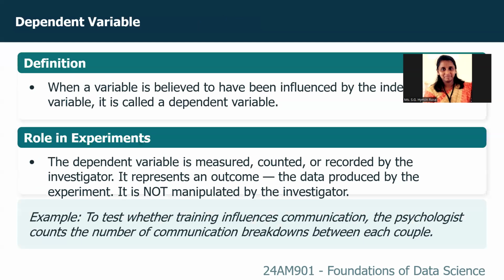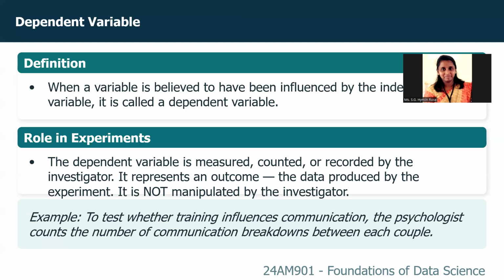So the definition of a dependent variable is that it is measured or observed as an outcome, and it is measured, counted, or recorded by the investigator. It represents an outcome. We have given an example, right? In that example, we are testing how many breakdowns occur between each couple. So these are your types of variables.